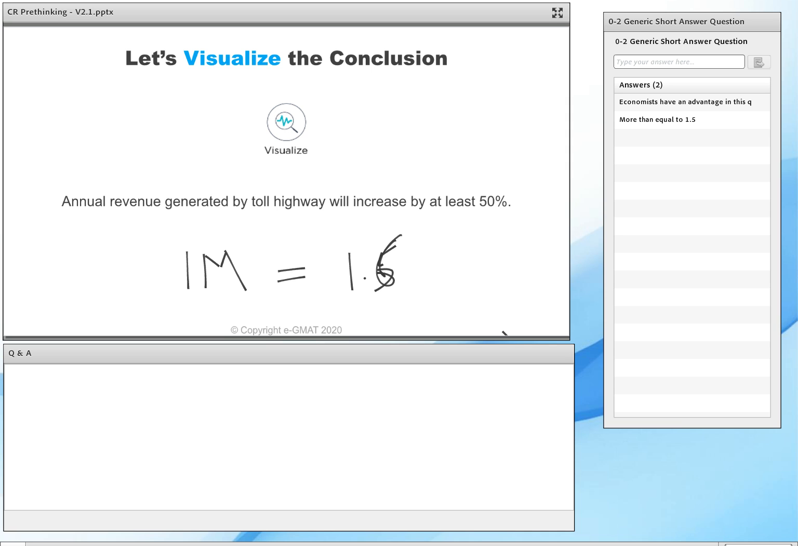The second thing that I will tell you is that I'm going to look at this comment. Economists have an advantage in this question. Not really. One of the big problems that happens, which I've seen with lots and lots of people, and that's true in CR and RC as well, is that when you have a context, yes, it makes reading easier. However, sometimes because you have that context, you bring in your own knowledge of this and you mess it up.